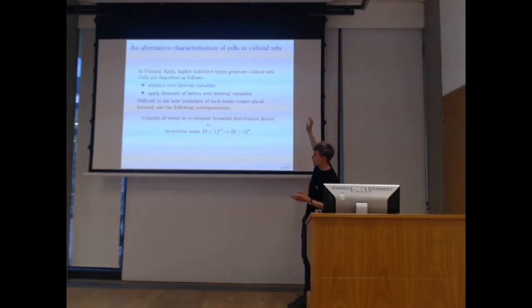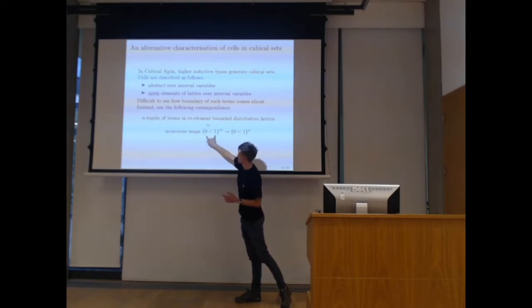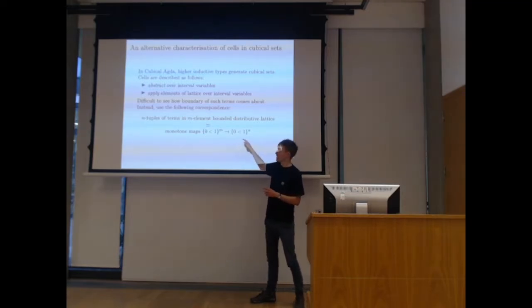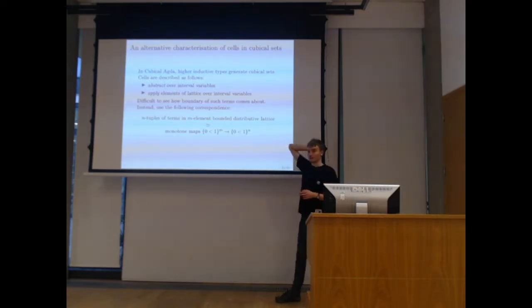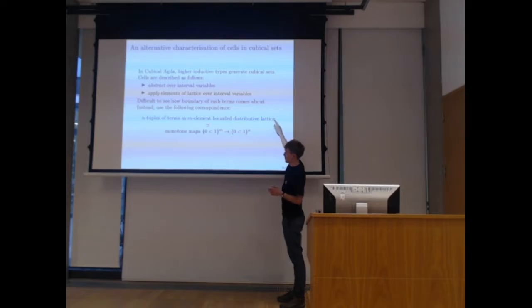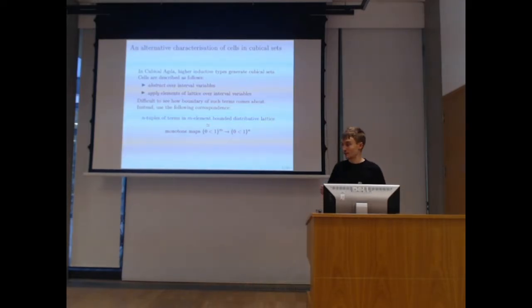And now there's a bijective correspondence between these tuples of terms in this lattice and poset maps. If you just consider the two-element poset and take the nth power and the mth power, the monotone maps between these two posets correspond precisely to these tuples of terms in the lattice. And this correspondence is what we'll use to come up systematically with cells in a cubical set.